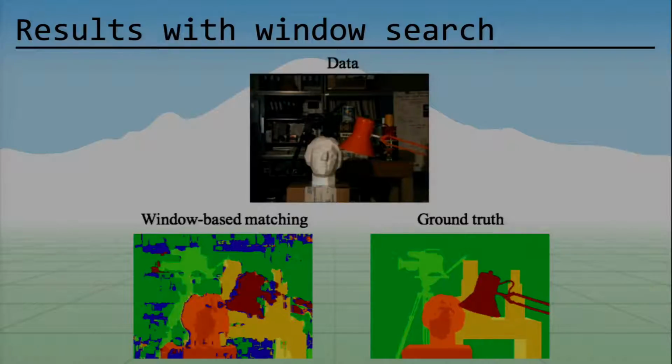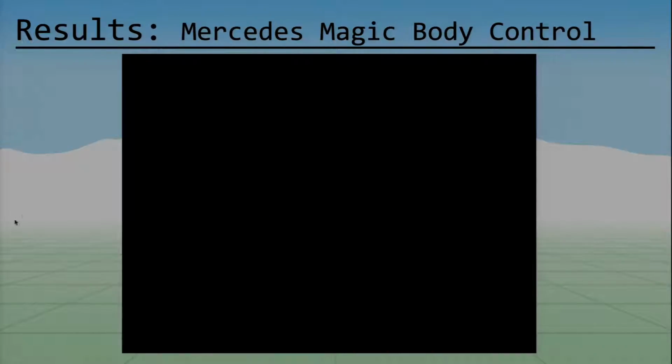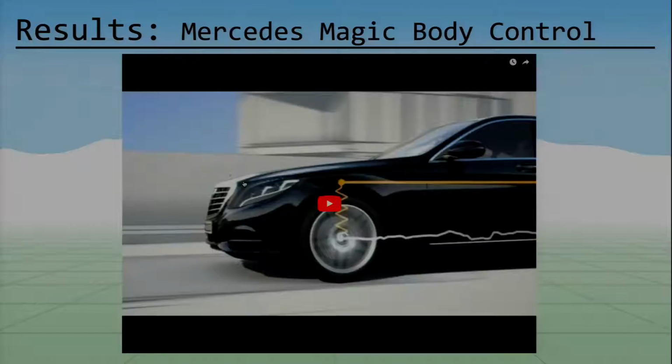But first, I want to show you this really cool video. I'm going to warn you, this is a promotional video put out by Mercedes. So kind of ignore all the sales nonsense that's going on in there. But pay attention to the camera system underneath, because I think it's very cool.